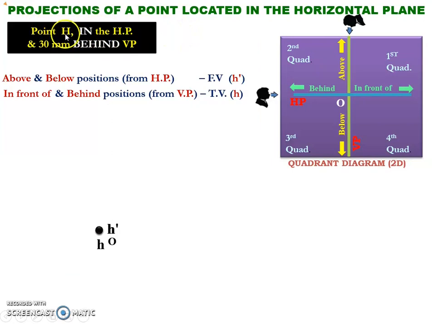It is given that point H is in the horizontal plane. That means the above distance as well as below distance from the horizontal plane is 0. So the point H dash cannot move either in the upward direction or in the downward direction, but it will remain in the same origin point. Now let us consider the second half of the same problem. It is given that the point is 30 mm behind the vertical plane. So the top view point H needs to be moved in the behind direction for a distance of 30 mm.